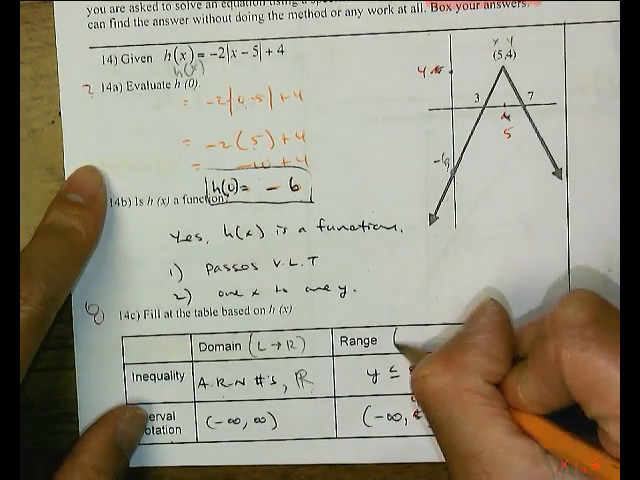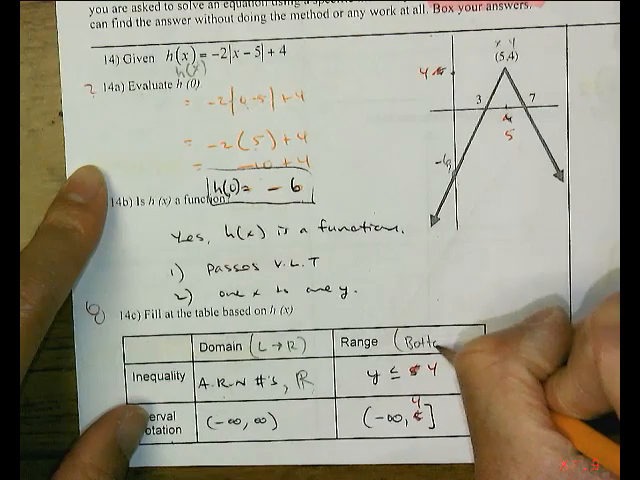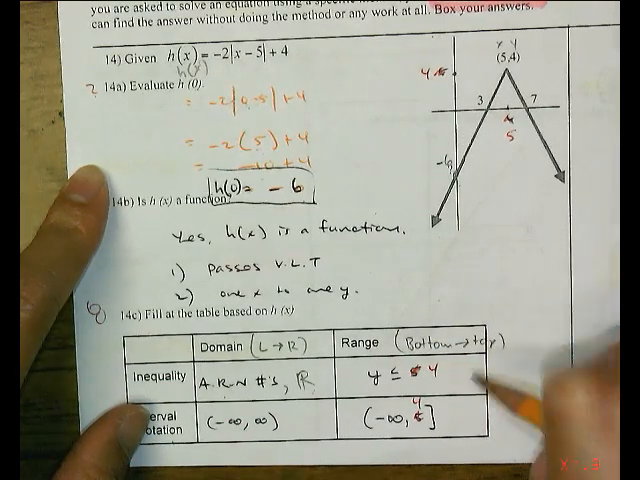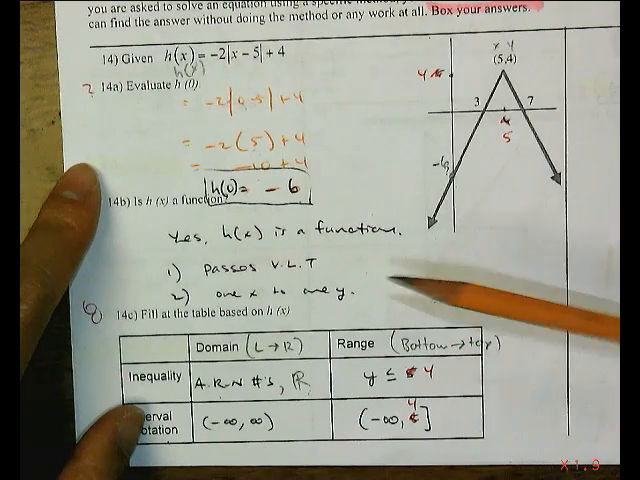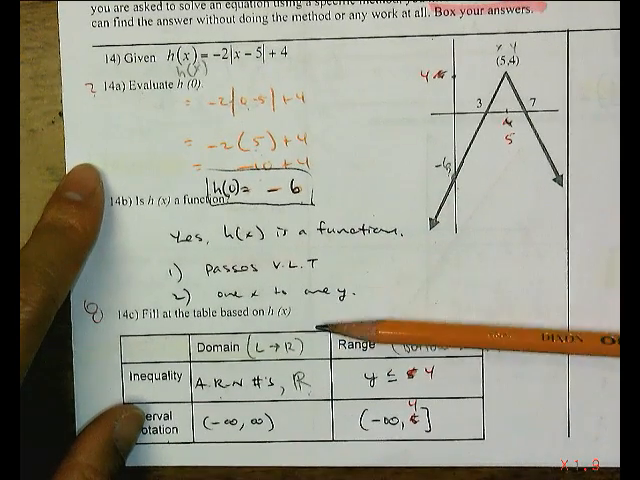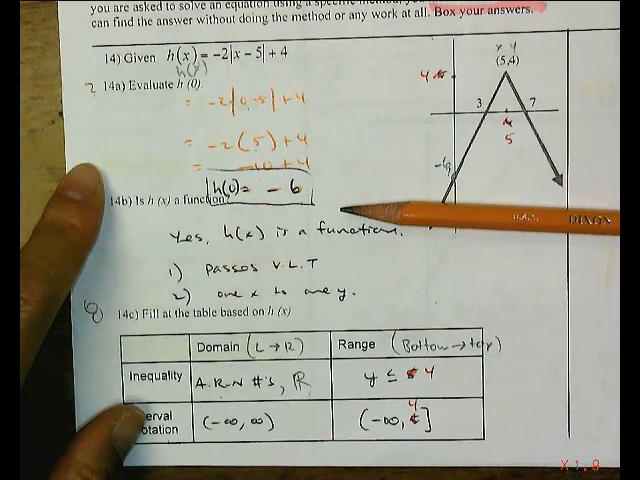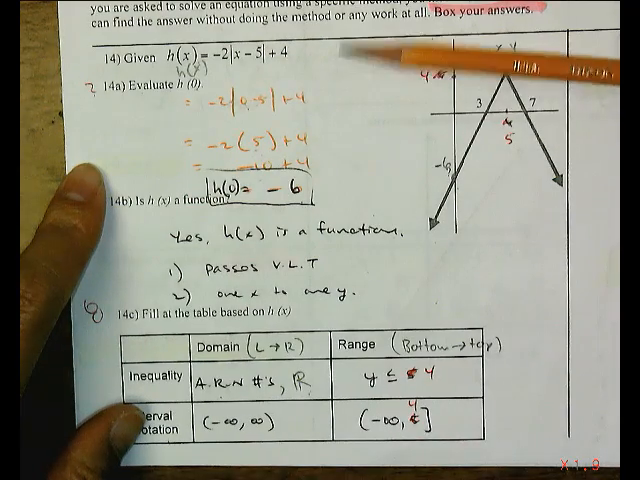Let's talk about the range. Range is from the bottom to the top. Now, you might think, well, Mr. Ring, both of these arrows are uneven. Well, the first thing you touch going from the bottom is the arrow. And the last thing you touch is here on this graph.